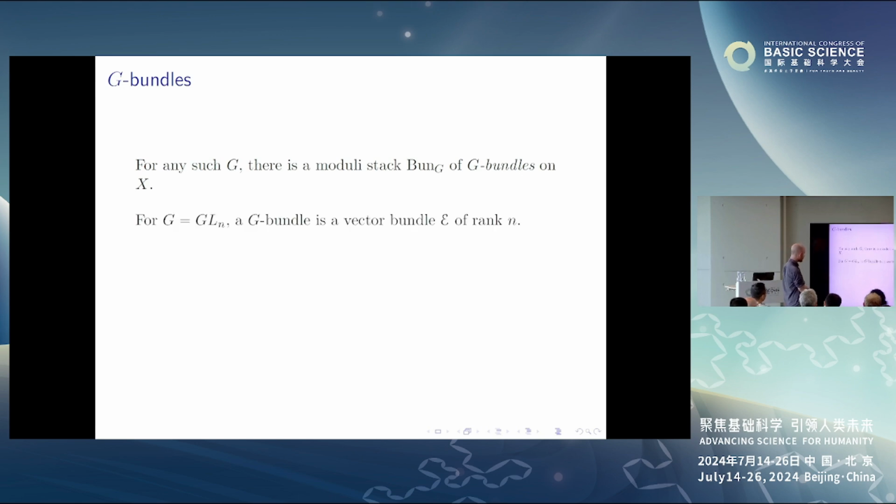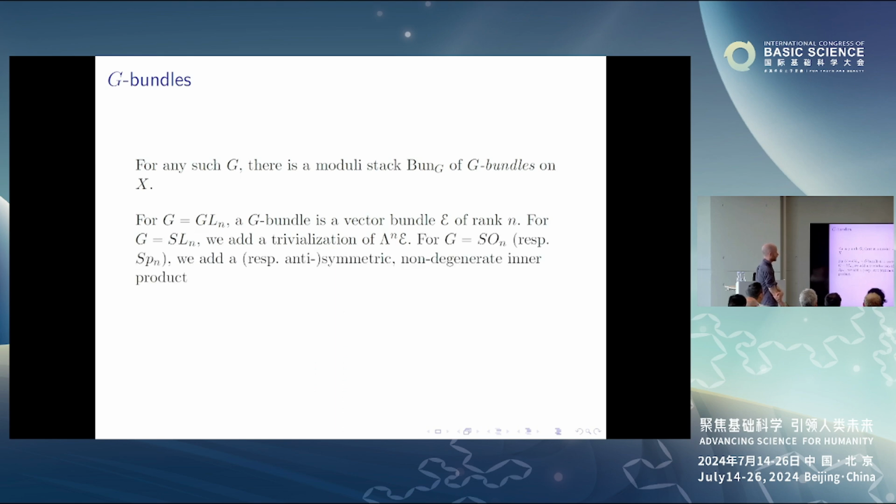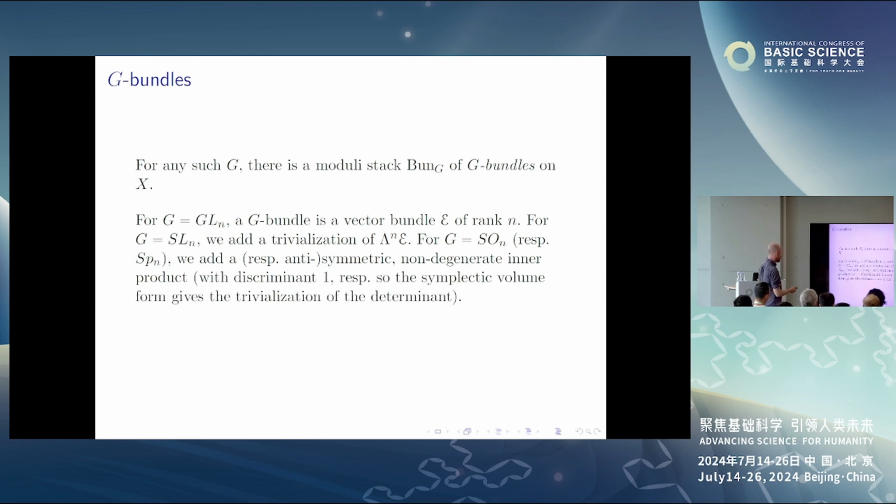So that's like this Bun_{G_m} we looked at before in the abelian case, but now it's generalized to a reductive group. So for instance, for GL_n, a G bundle is just a vector bundle of rank n. For SL_n, I also trivialize the top exterior power of the vector bundle. For SO_n or Sp_n, I add a non-degenerate inner product that's either symmetric in the orthogonal case or anti-symmetric in the symplectic case, and also in the orthogonal case, I should say it's SO_n and not O_n. So that's something about having discriminant one, or saying that the symplectic volume form is what gave you the trivialization of that top exterior power. Now for the group E8, harder to say what.